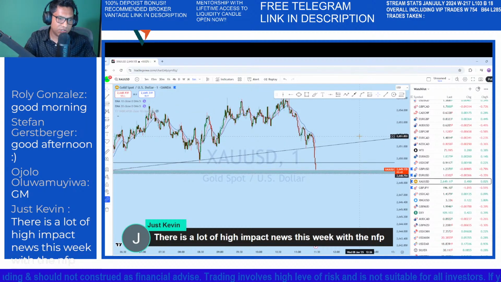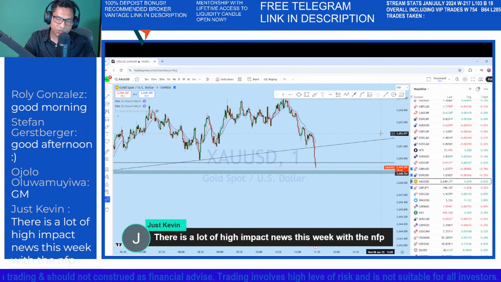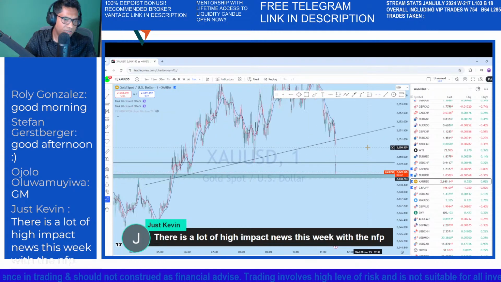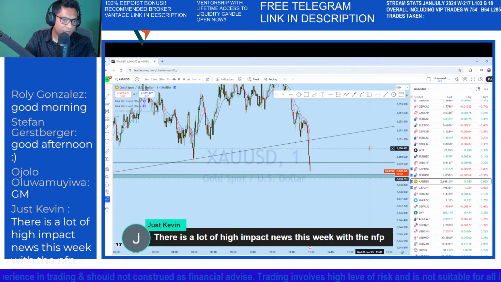Definitely no trade without risk management. Definitely you must do risk management if you want to trade the market, which is very important.